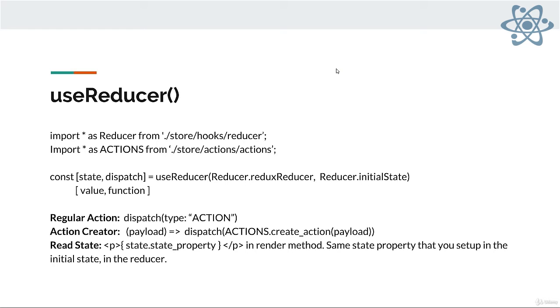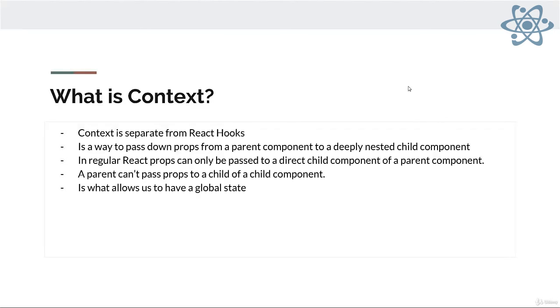Actions are dispatched literally in the same exact way as they are in Redux. You don't have to make changes to either the actions or the action creators at all. To read state, you use state.state property, and state is not a reserved keyword, it's just the first argument we defined in the useReducer hook in the array destructuring, so we could have called it anything we wanted. State property though is a reserved word. It's the same state property that we set in the reducer in the initial state. If you need a refresher on reducers and actions, see the Redux module.